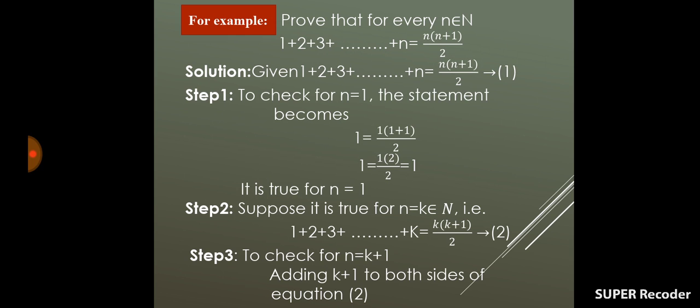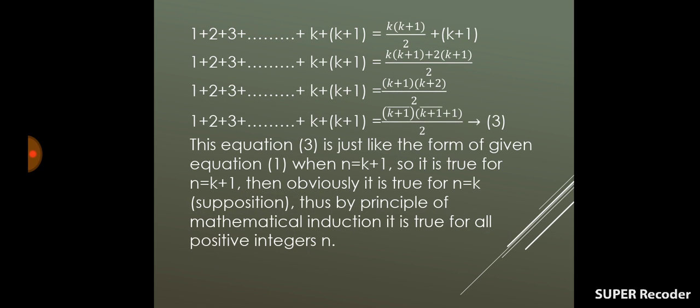If we see equation number 2, then the last term of left hand side of equation number 2 is k. Then the next term will be k plus 1. So we add k plus 1 to both sides of equation number 2, which becomes 1 plus 2 plus 3 plus up to k plus k plus 1 equal to k times k plus 1 divided by 2 plus k plus 1.